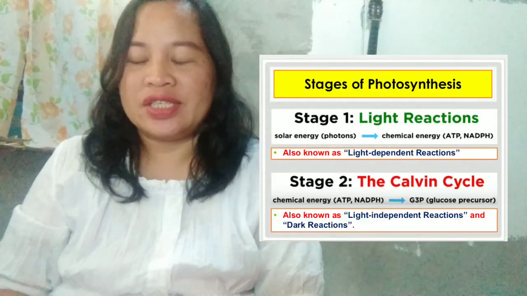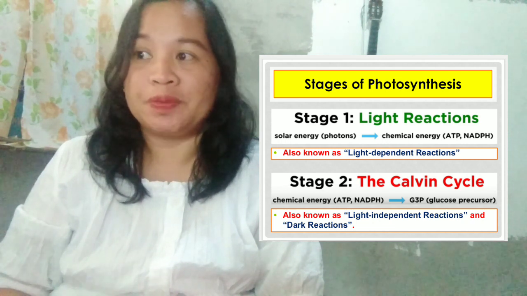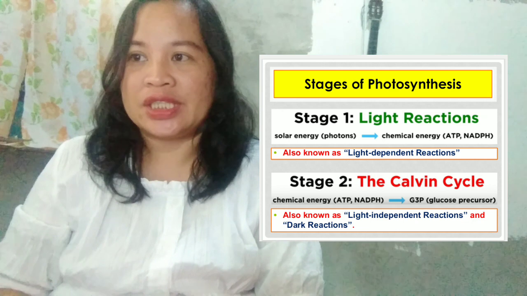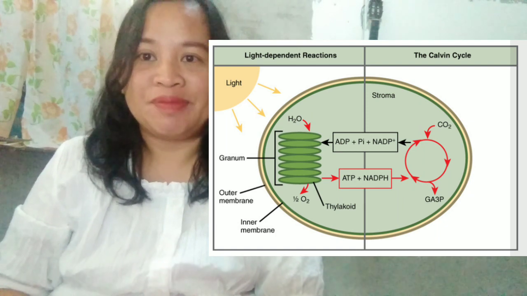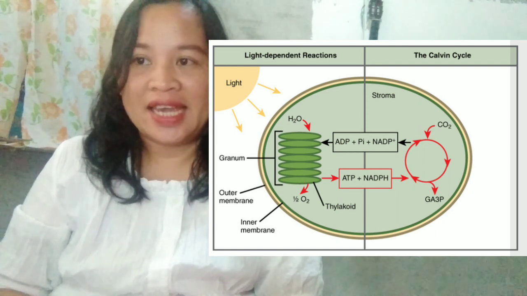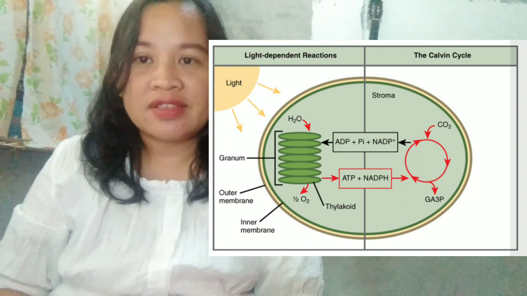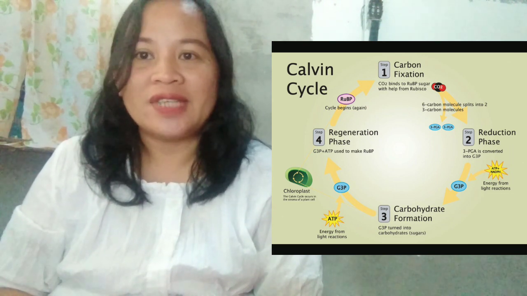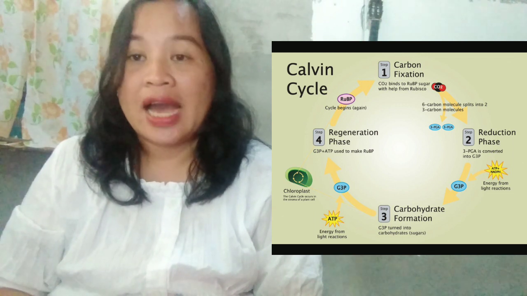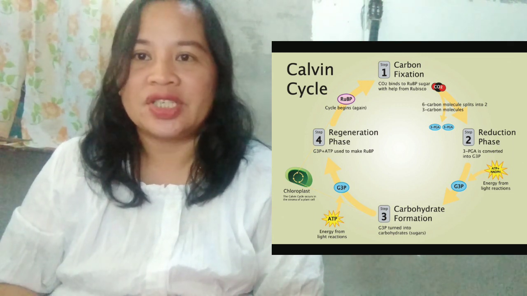In light-dependent reactions, the energy from sunlight is absorbed by chlorophyll and converted into chemical energy in the form of electron carrier molecules like ATP and NADPH. Light energy is harnessed in photosystems 1 and 2, both of which are present in the thylakoid membranes of the chloroplasts. In light-independent reactions, also called the Calvin cycle, carbohydrate molecules are assembled from carbon dioxide using the chemical energy harvested during the light-dependent reactions.